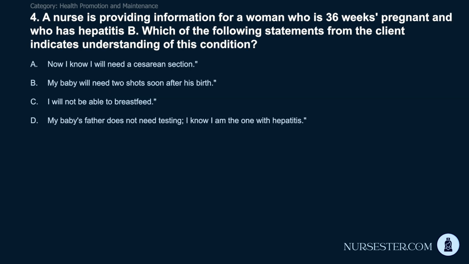4. A nurse is providing information for a woman who is 36 weeks pregnant and who has hepatitis B. Which of the following statements from the client indicates understanding of this condition? A. Now I know I will need a cesarean section. B. My baby will need 2 shots soon after his birth. C. I will not be able to breastfeed. D. My baby's father does not need testing. I know I am the one with hepatitis. Correct answer, B. My baby will need 2 shots soon after his birth.